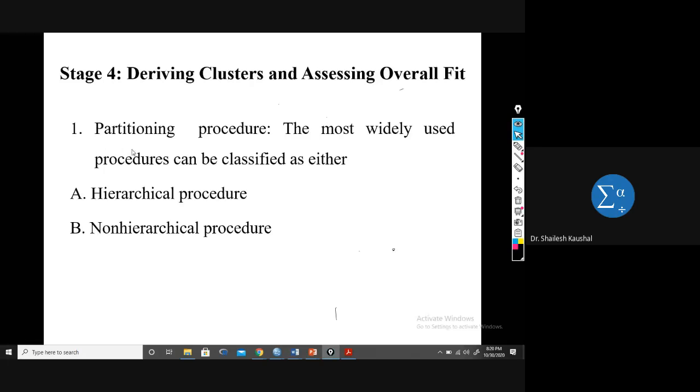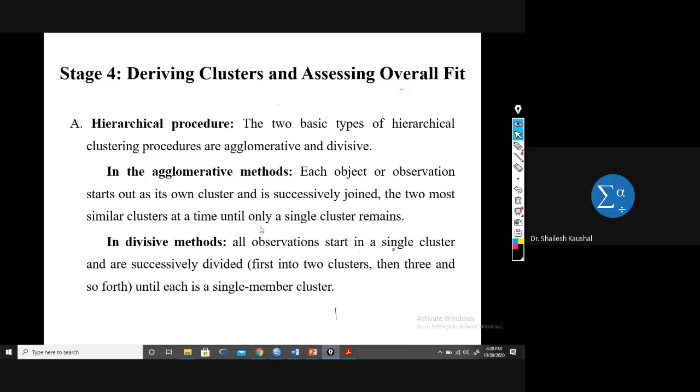So how to partition? The question is how to divide our heterogeneous type of buyers into a few groups. There are two ways to divide or partition our heterogeneous market: one is the hierarchical procedure and the second is the non-hierarchical procedure. We apply both techniques to perform the cluster analysis. First we perform the hierarchical procedure and then the non-hierarchical procedure, and then we interpret the result.